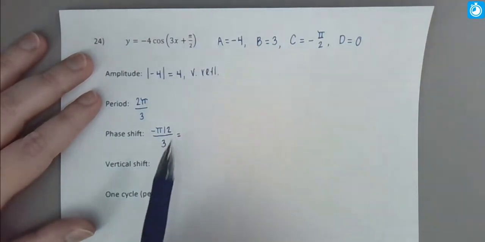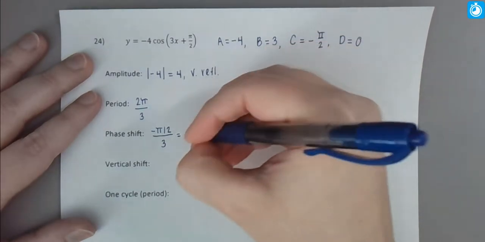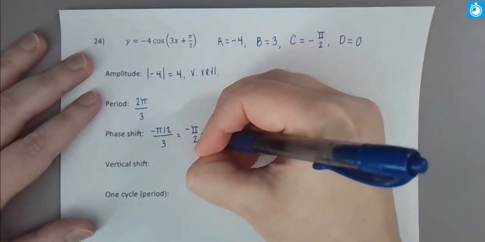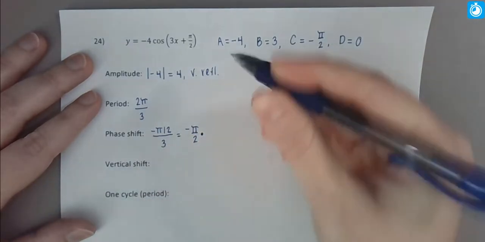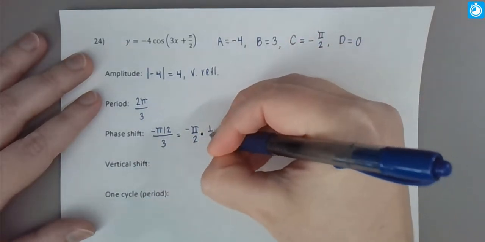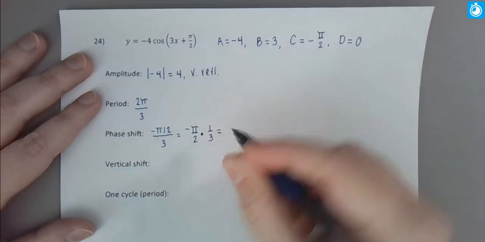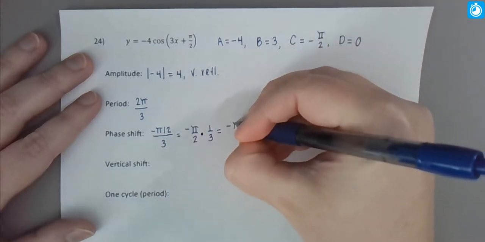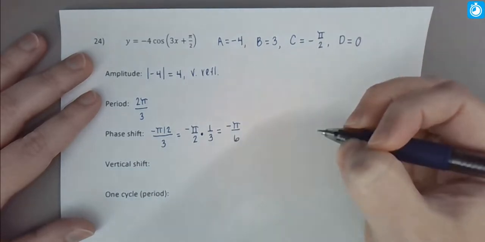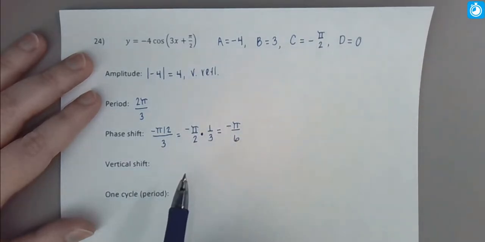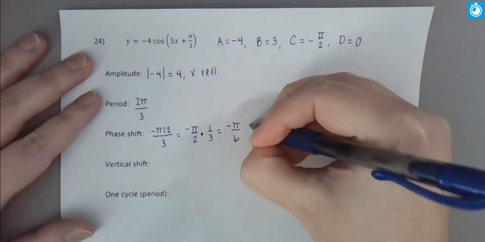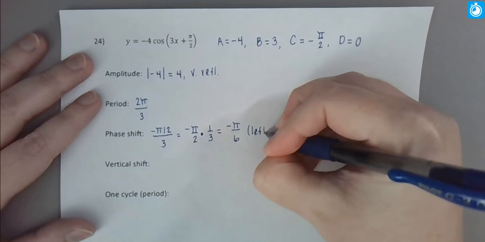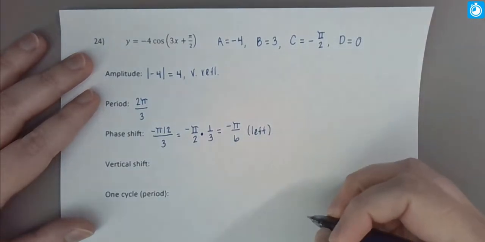So what do we do with something like this? We have a fraction inside of a fraction. Well, remember fractional division, we can change that into multiplication by the reciprocal of the denominator. So dividing by 3, same thing as multiplying by 1/3. And so then we can just multiply straight across. So our phase shift is going to be negative pi over 6. And in this case, the negative, what does that tell us? It tells us that we're shifting horizontally to the left in the negative direction.